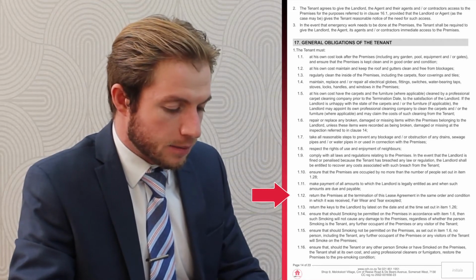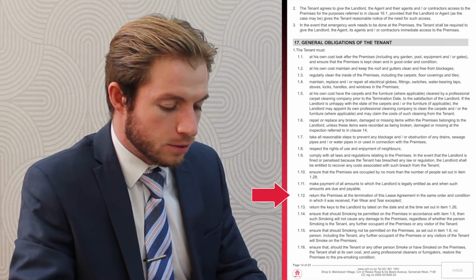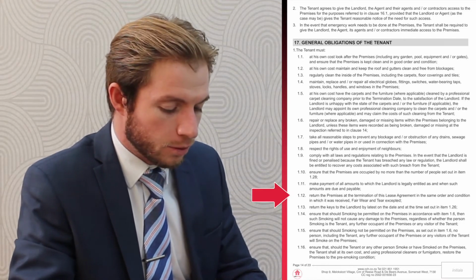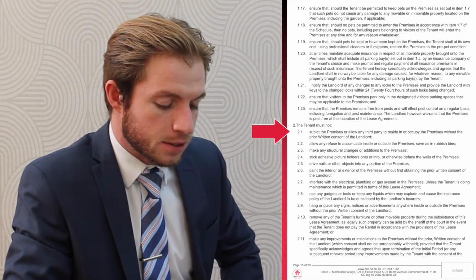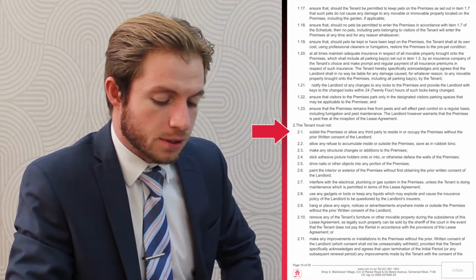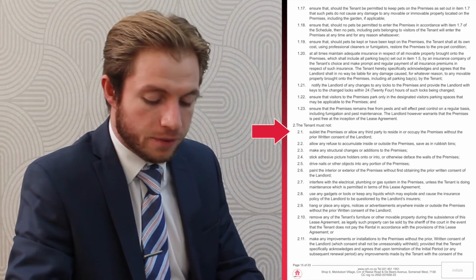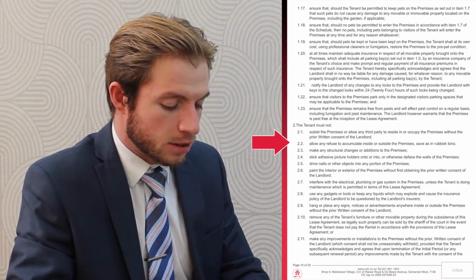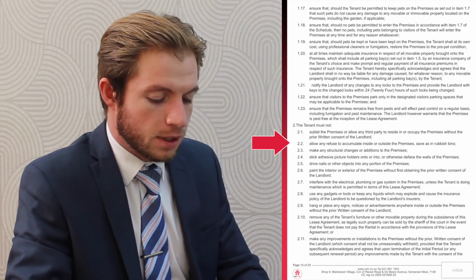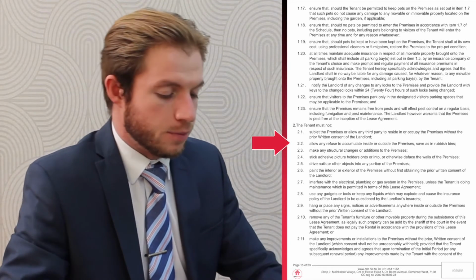And then this lease agreement just goes on, pointing out certain obligations in relation to if you're a smoker or if you will be keeping pets on the property. I'm also going to point this out: the tenant must not sublet the premises or allow any third party to reside in or occupy the premises without the prior written consent of the landlord. Very, very important. And then also the tenant must not allow any refuse to accumulate inside or outside the premises, save for rubbish in a rubbish bin.